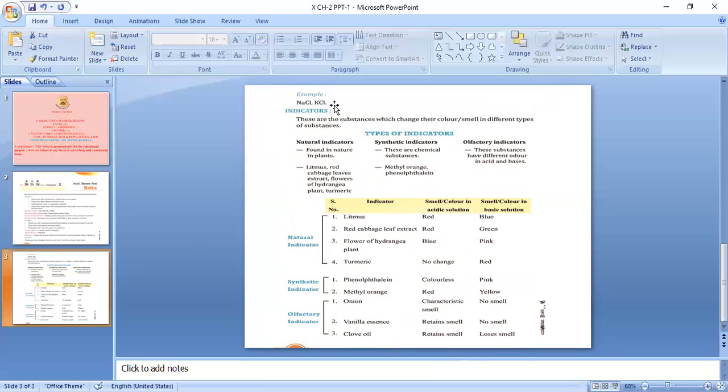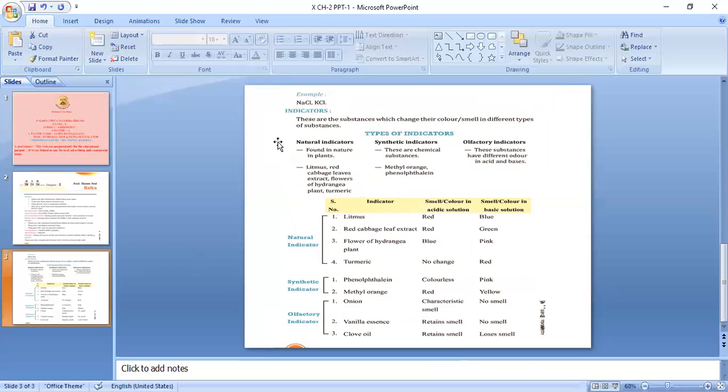NaCl, that is sodium chloride, KCl, that is potassium chloride. NaCl is formed by combination of NaOH with HCl, and KCl is formed by combination of acid HCl with the base KOH. So salts are formed by the combination of acids with a base.